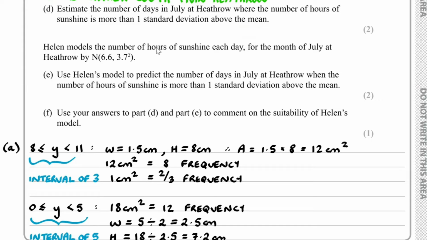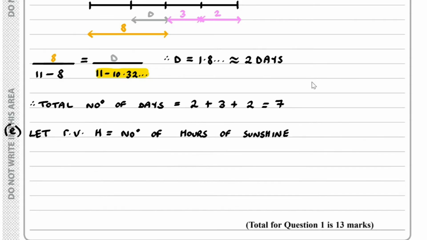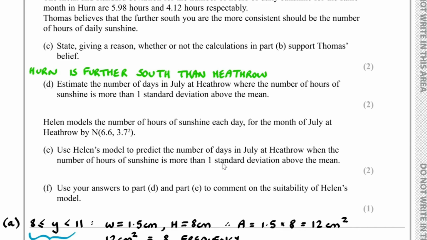Next, Helen models the number of hours of sunshine each day for the month of July at Heathrow by this normal distribution with parameters 6.6 and 3.72 squared. We have to use Helen's model to predict the number of days in July at Heathrow when the number of hours of sunshine is more than one standard deviation above the mean. If we let the random variable h equal the number of hours of sunshine, what we have is h following a normal distribution with parameters 6.6 and 3.7 squared. And what we need to do before we do anything else, if I go back to the question, is find out the probability that the number of hours of sunshine is more than one standard deviation above the mean, and then multiply that by the number of days in July to find out the number of days we have in total.